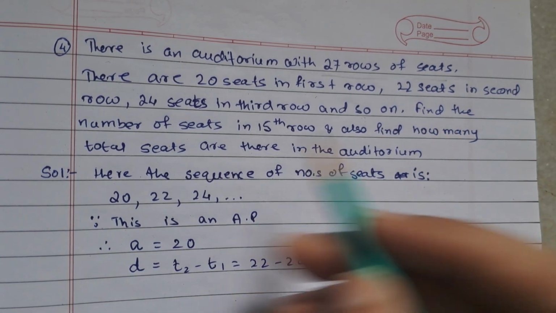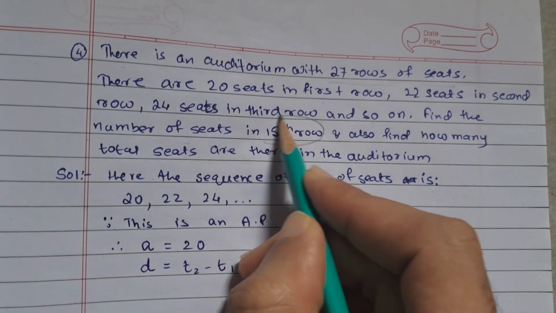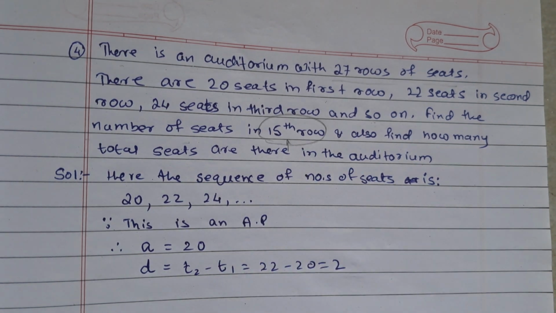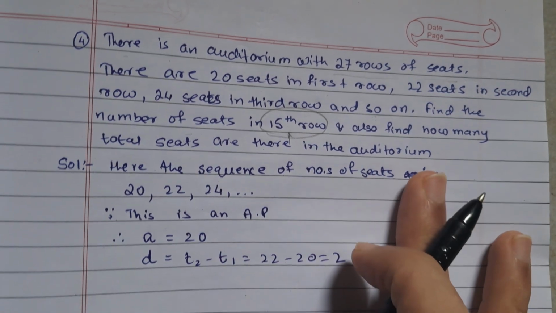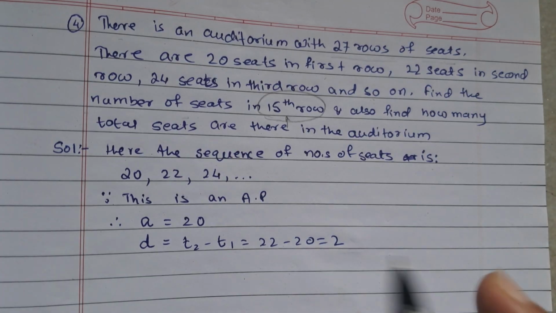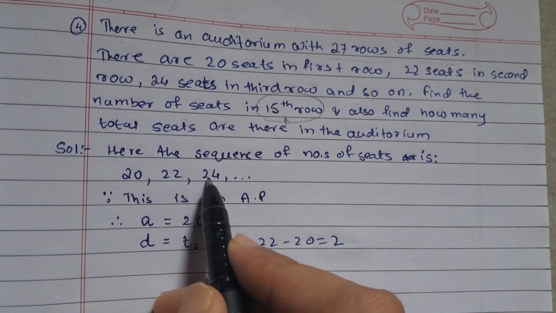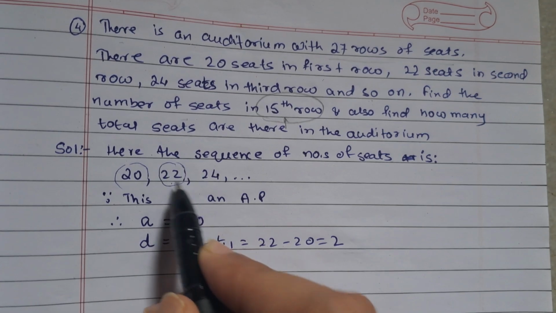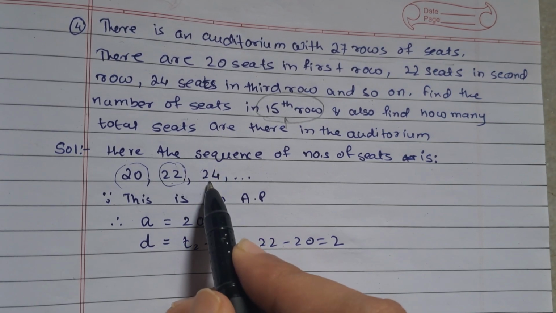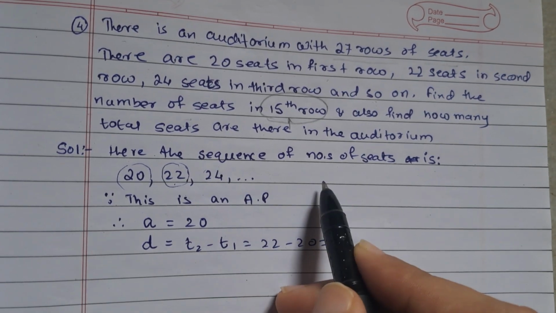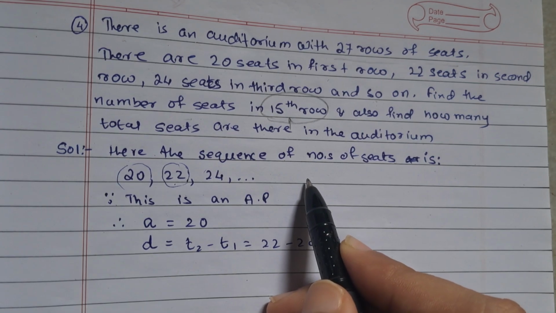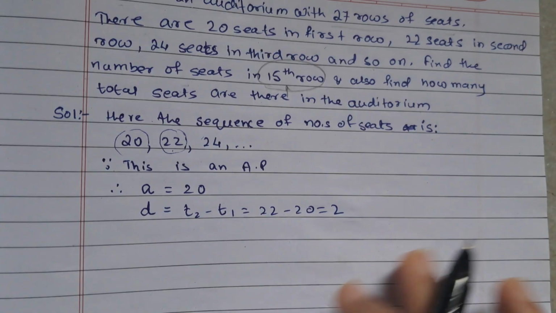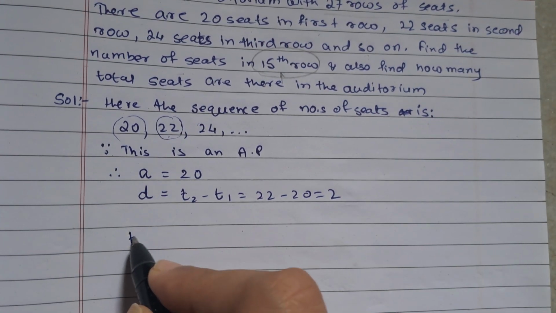It says, find the number of seats in 15th row. That means I am just interested in the number of seats in the 15th row. So 15th row, that means what? I need to find the 15th term in it, right? Like this is the first term, second term, third term. So in the first row there are 20 seats, then in the second row 22 seats, in third row 24 seats, and the sequence is going, right? So in the sequence, what will be the number of seats in 15th row is the question. So they are asking us what is the value of T15.